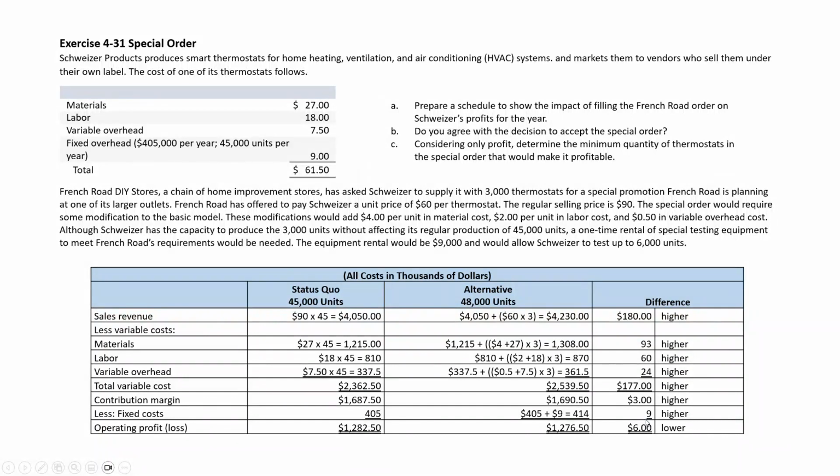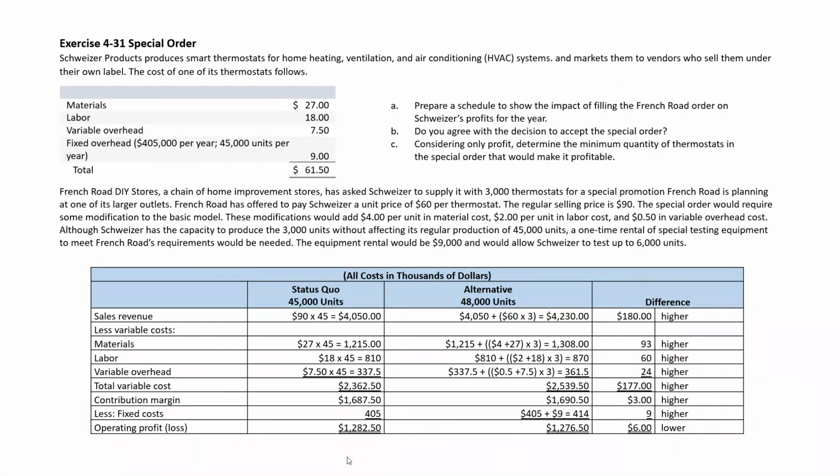Again, $9 extra in fixed costs compared to only $3 extra in contribution margins means our operating profit would actually be $6 or $6,000 lower. So if we're asked the question, do we want to do this? As long as we want to be profit oriented and not lose money for the company, we wouldn't want to lose $6,000. So versus just rejecting this, we have to say, are there changes that we can make?